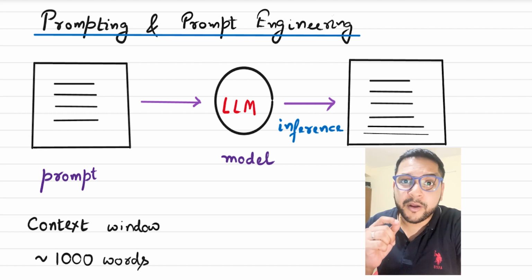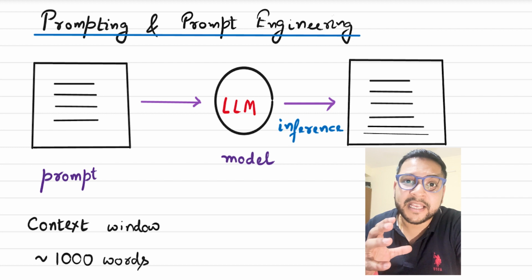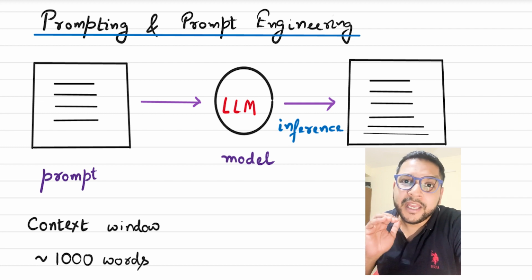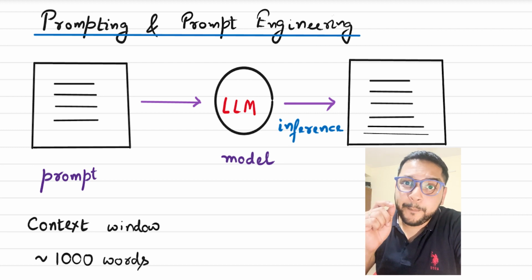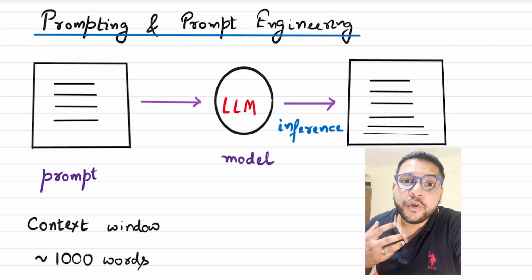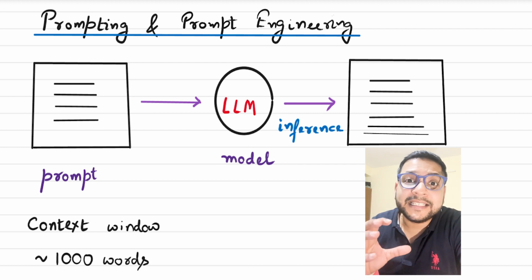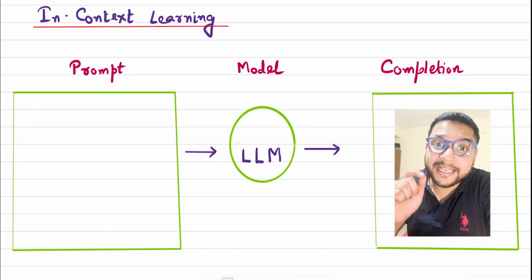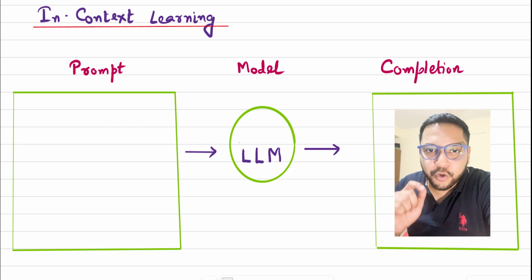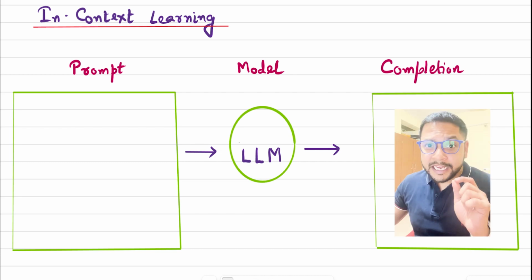The input text you are providing in the prompt has some space which is known as the context window. Here you can fairly give around 1000 words. One of the best and most powerful strategies to improve your prompt engineering skill is to include some examples in the context window. This idea of providing examples in the context window is known as in-context learning. In-context learning is of different types based on the number of examples you are providing in the context window.